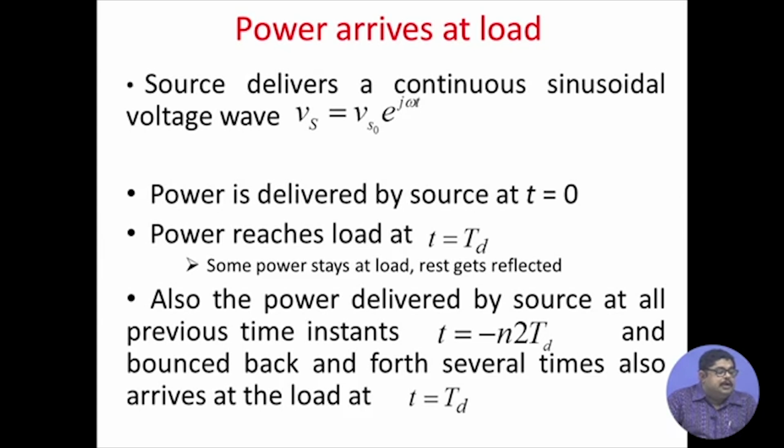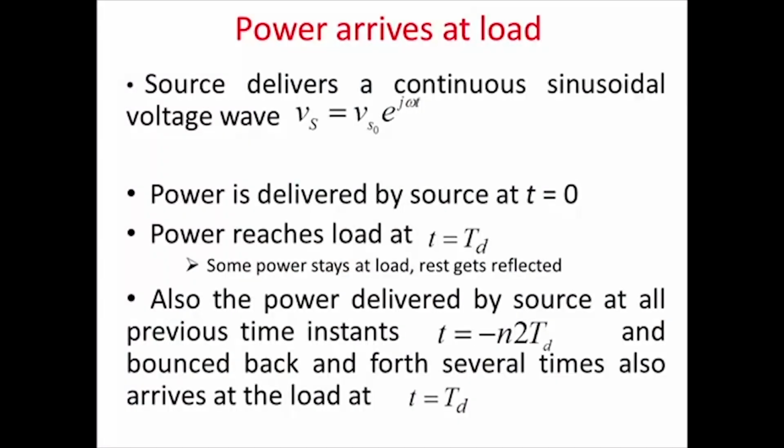Also, the power delivered by the source at all previous time instants, given by t equal to minus n times 2 Td away, that is minus 2 Td, minus 4 Td, minus 6 Td, all those having several reflections, are also arriving at the load at that time t equal to Td.